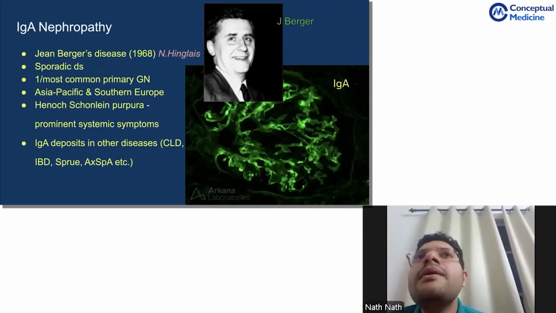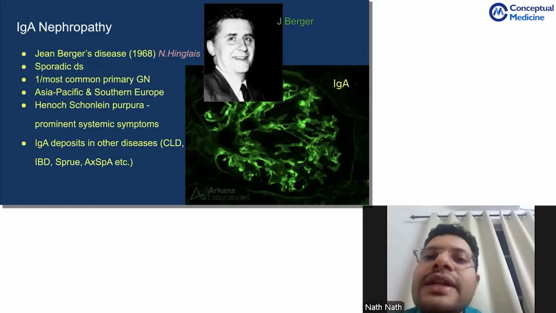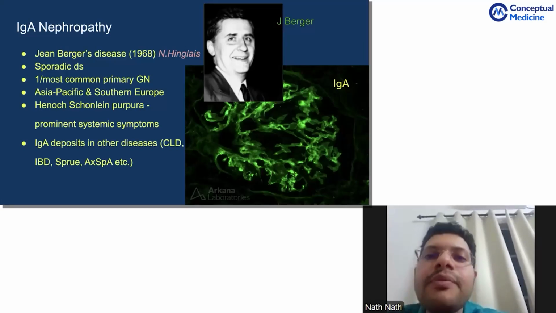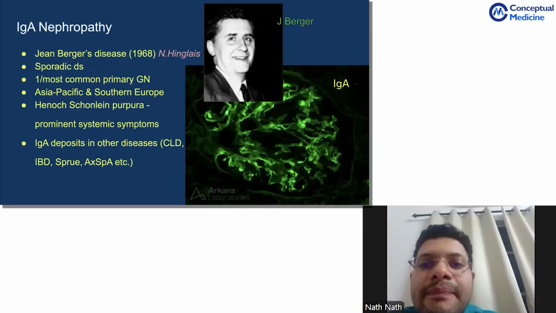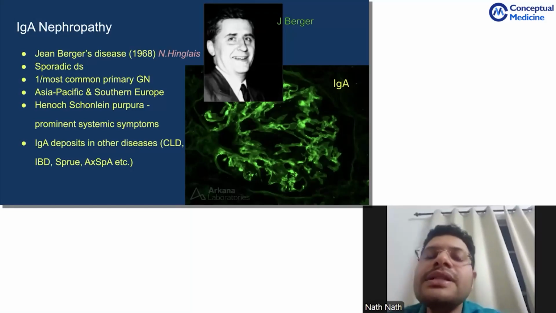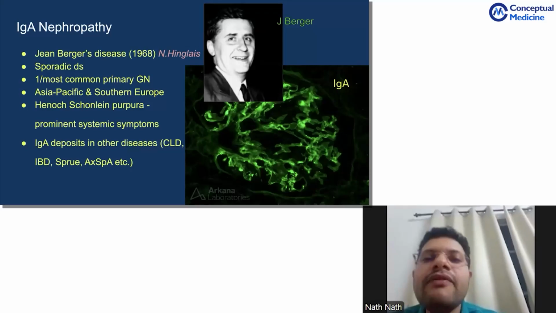IgA deposits are also seen in other diseases. Whether or not they are pathogenetically important is another thing. Usually, they do not set up inflammation in the kidney in those scenarios. For example, a chronic liver disease patient can have IgA deposits. Inflammatory bowel disease can have IgA deposits in the kidney. Celiac sprue, that is the malabsorption syndrome, and ankylosing spondylitis. These are a few prominent examples where you can have something called a secondary IgA nephropathy. But it does not really cause inflammation inside the kidney. So these are the points that you have to take from this slide. Next slide.